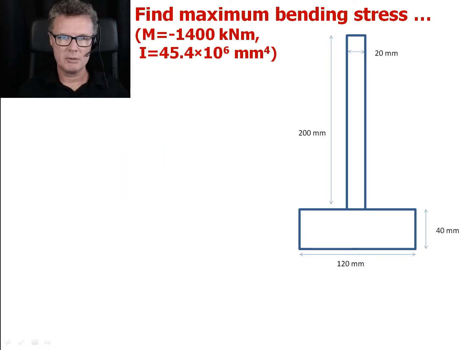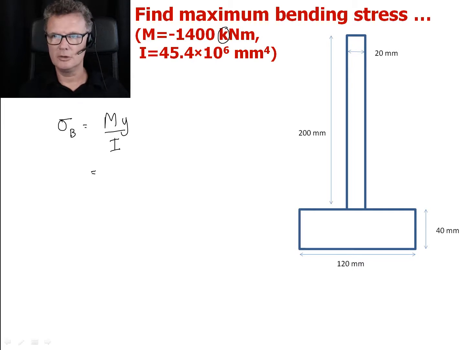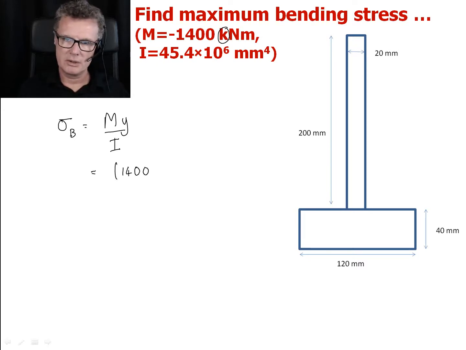So what's the maximum bending stress formula? Bending stress is the bending moment times the furthest distance divided by the second moment of area. What was my classic mistake? Well, I forgot about the kilonewton meters. So when we put our numbers into the formula, we want to remember to convert everything into SI units. SI units in this case will be newton meters. So 1400 times 10 to the power 3.